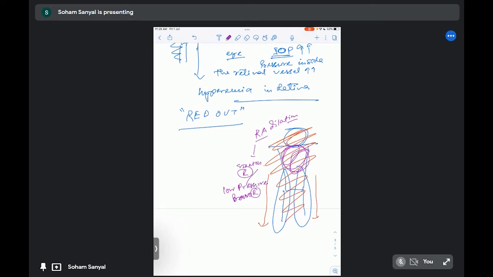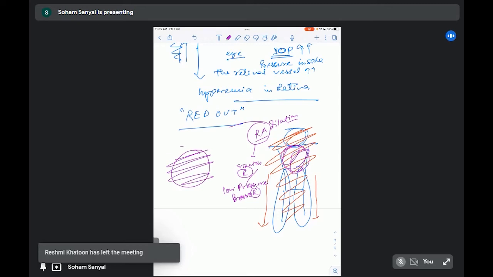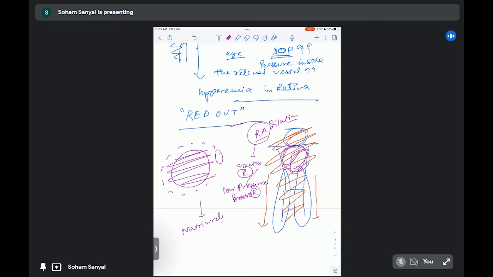Now, if RA dilation is happening, suppose the RA is having more and more blood and the chamber is dilated, that means individually at every point there is some stretch. As there is some stretch, there will be synthesis and secretion of one particular chemical. We call it natriuretic peptide. Natriuretic peptide.